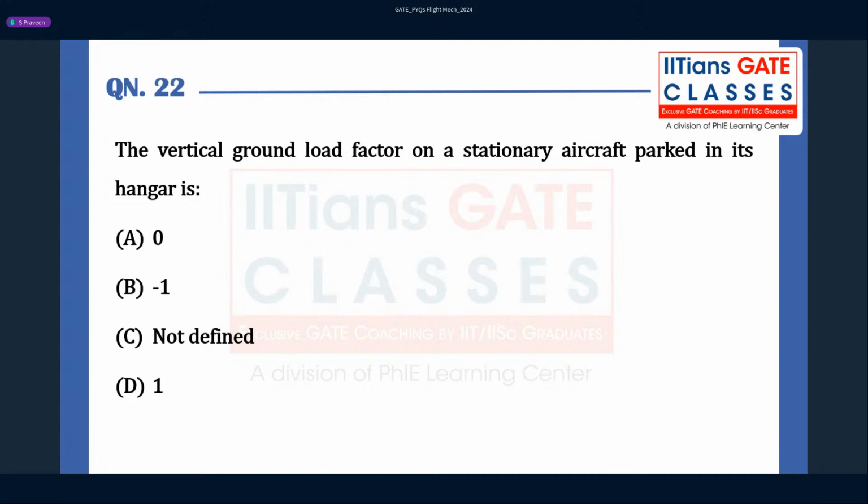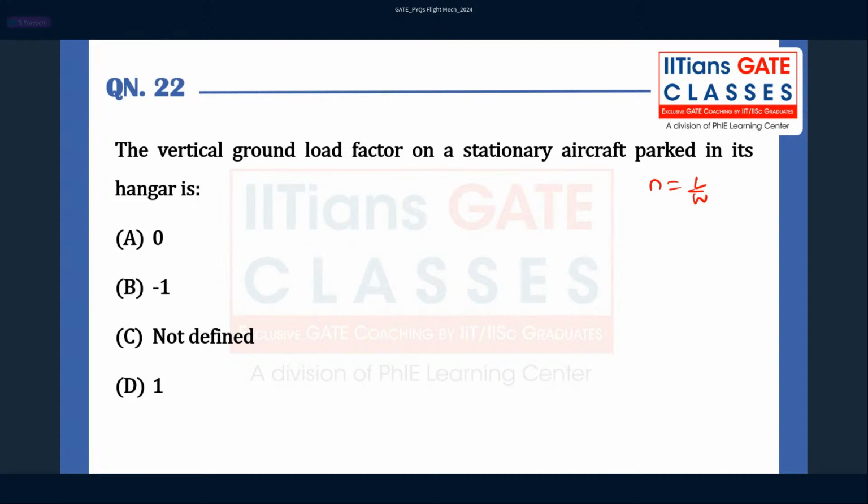Take this next question. The vertical ground load factor on a stationary aircraft parked in its hangar is dash. So we have four options: 0, -1, not defined, and 1. Okay. So from theory, we know that N is equal to L by W, right? So if I try to use that, you will say there's no lift for a stationary aircraft, hence N is 0. But that's not the case, right?